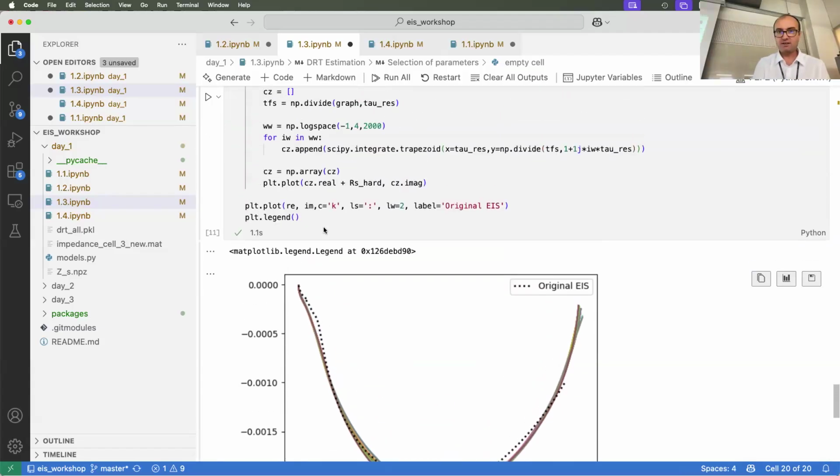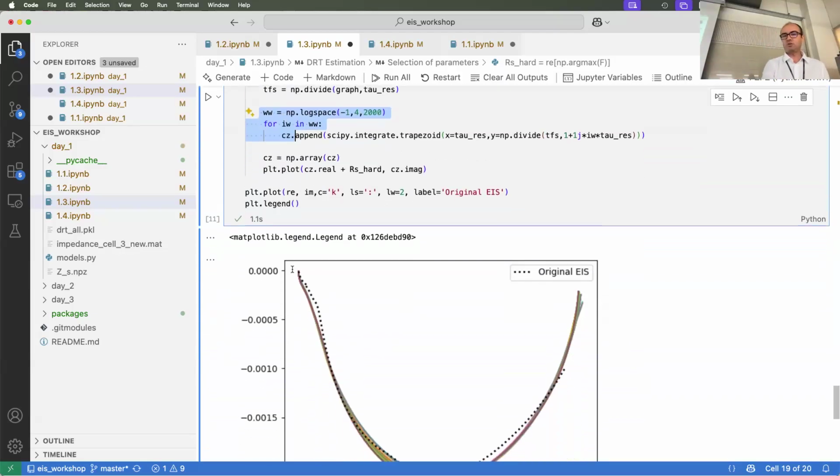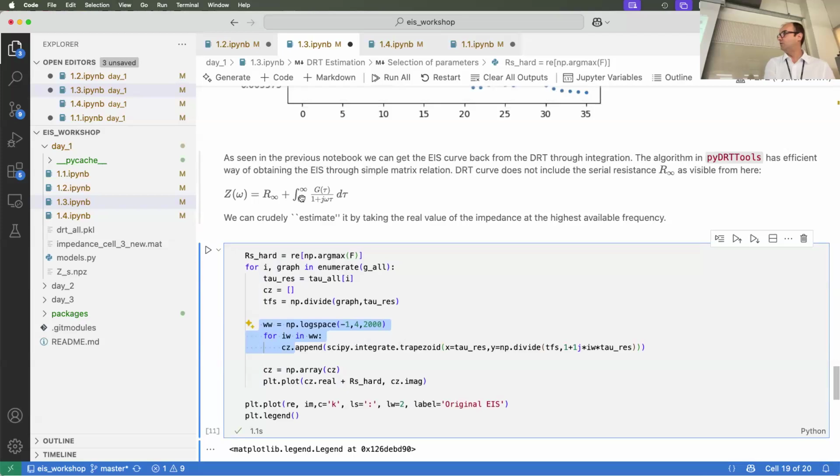So the check is just these 3 lines of code, regardless of the methodology that you use to calculate the DRT. These 3 lines can be used. So these 3 lines are doing nothing but integrating out this. Simple.